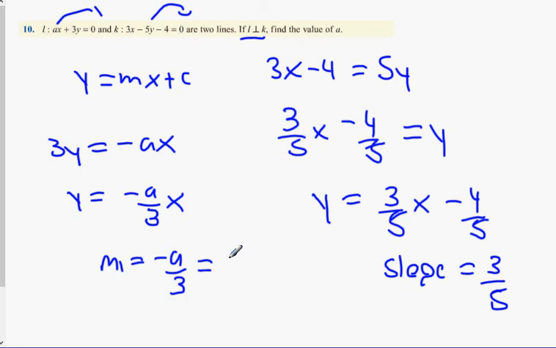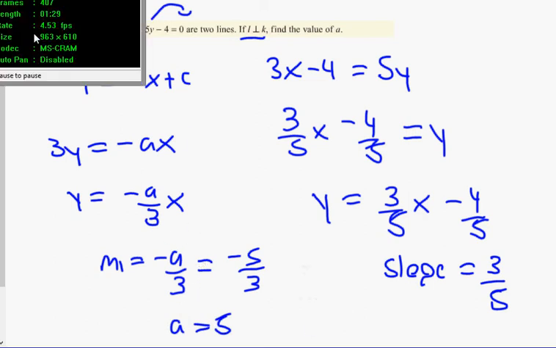Now, if the slope of this one is 3 over 5, the slope of the other one has to be minus 5 over 3, because you turn it upside down and change the sign, because it's perpendicular. This means that A, therefore, is equal to 5, because it's minus A, so it has to be minus 5 over 3. Is that alright?